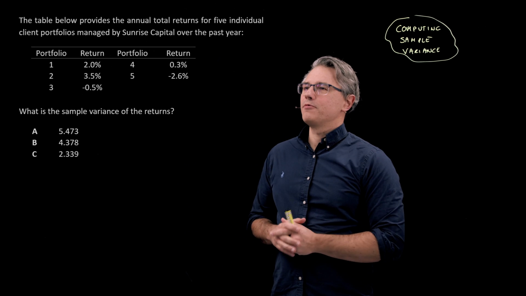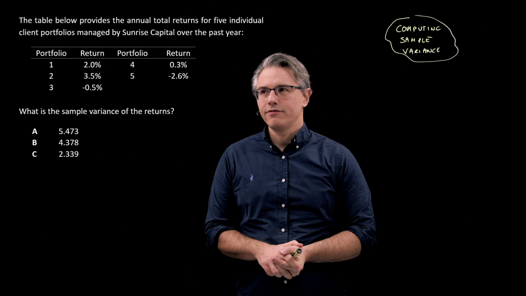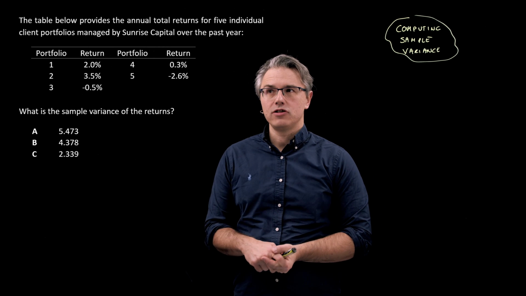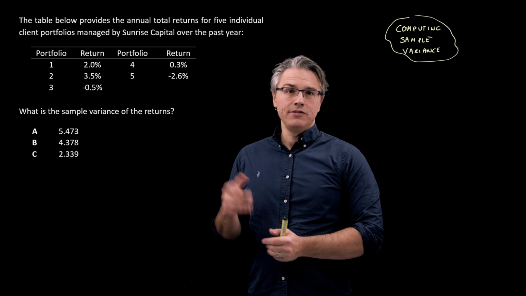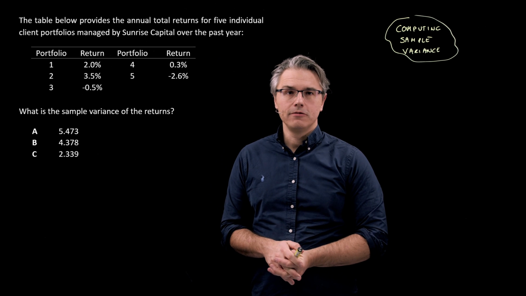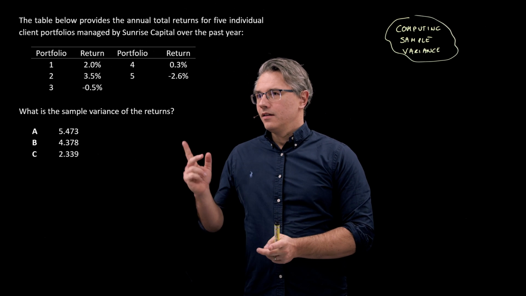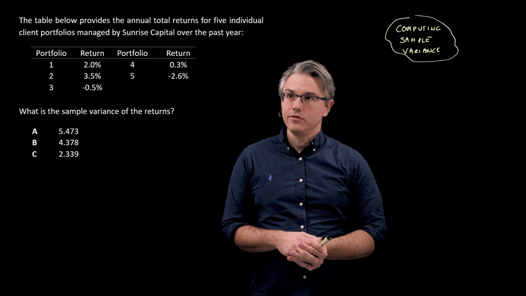This is the question which I want us to have a go at. The table below provides the annual total returns for 5 individual client portfolios managed by Sunrise Capital over the past year. And you may have seen this data before if you watched the video on mean absolute deviation and range. This time we're asked, what is the sample variance of the portfolio?